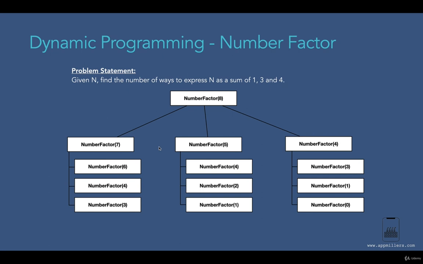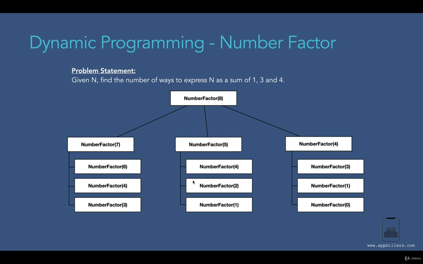If we closely observe this tree, we can easily see that we have a problem: the same subproblems get repeated multiple times. For example, if I go to number factor 7, you can see that we have calculated number factor 6, number factor 4, and number factor 3. And number factor 4 gets calculated one more time here and one more time here. So these recursive calls are repeated multiple times.